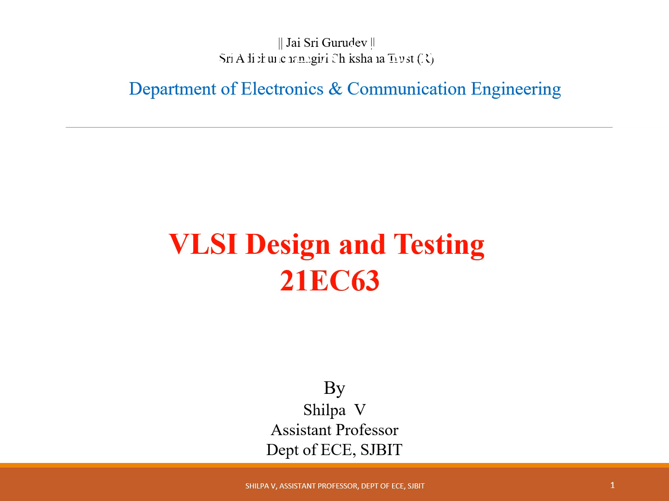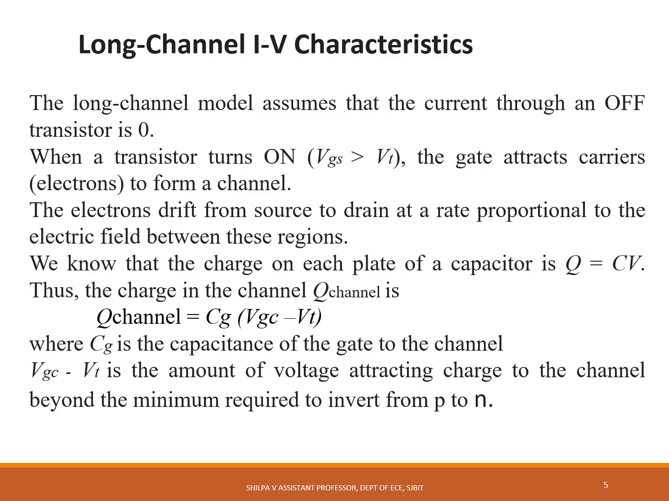Hello students. So now we'll see some of the long channel IV characteristics of a transistor. We know that most transistors have three regions of operation: cutoff, linear region, saturation. Now let us derive a model relating the current and voltage for an NMOS transistor in each of these regions. The model assumes that the channel length is long, long enough that the electric field is relatively low, which is no longer the case in nanometer devices. This model is variously known as long channel, ideal, first order, or Shockley's model.